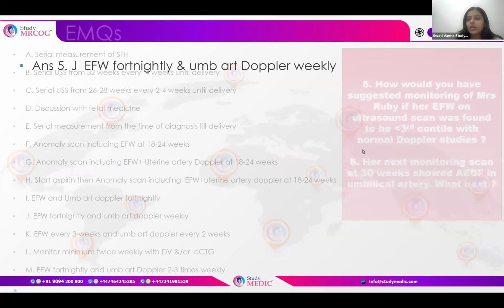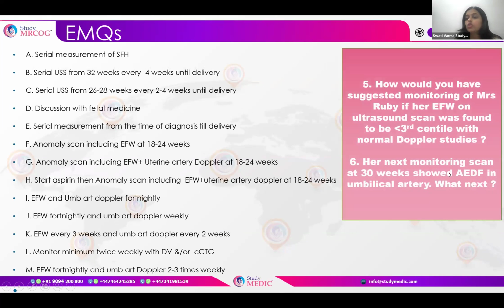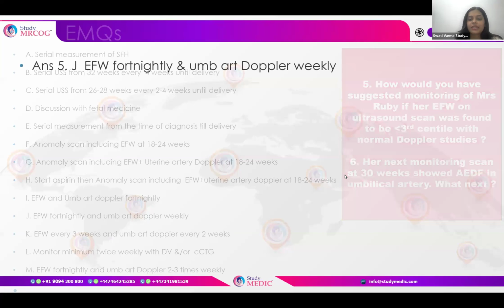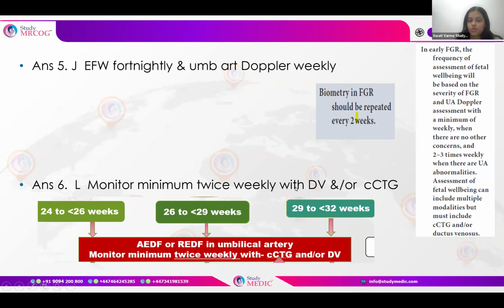And the next question: her next monitoring at 30 weeks showed absent end diastolic flow in the umbilical artery. Now what next? As we saw in the flow chart in early FGR monitoring, whenever absent end diastolic flow or reversed end diastolic flow is there, we have to start her on a minimum of twice weekly DV and/or CTG. Either you will call her on alternate days. If it is written alternate day DV and/or CTG, then it would also be correct. At least twice weekly she has to be called for these 2 things if there is absent end diastolic flow. So the correct answer here would be to monitor a minimum of twice weekly with these 2 things. Okay.